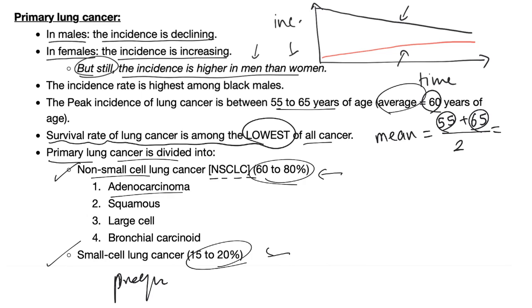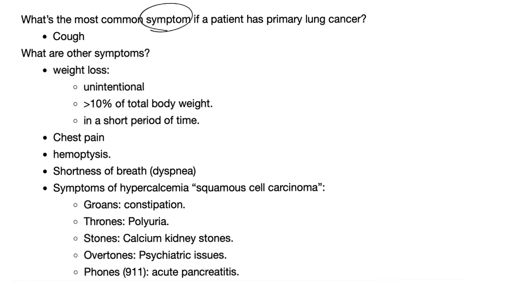Non-small include adenocarcinoma, squamous, large cell, and bronchial carcinoid. Of these four, which one is the most common? Adeno. If you are talking about adults. Okay, I'm talking about children. What's the most common one? Bronchial carcinoid. What is the most common symptom if a patient has primary lung cancer? It's cough. What are other symptoms?